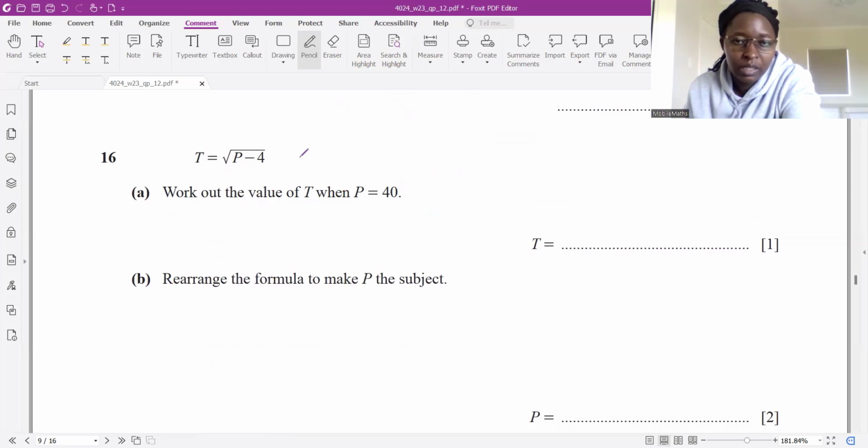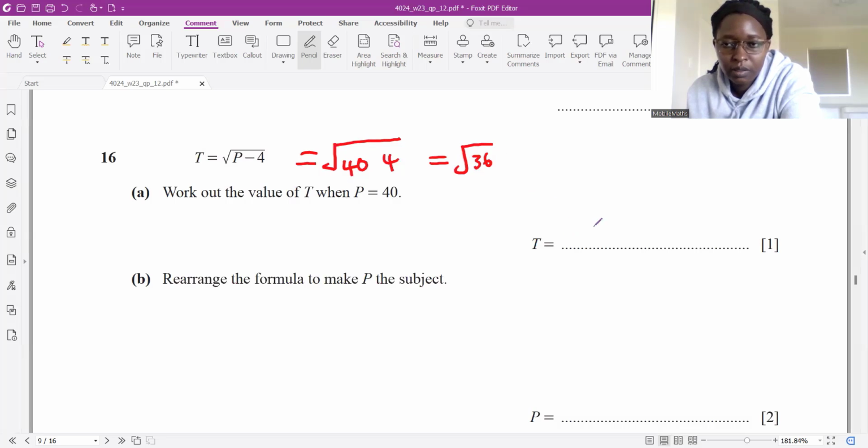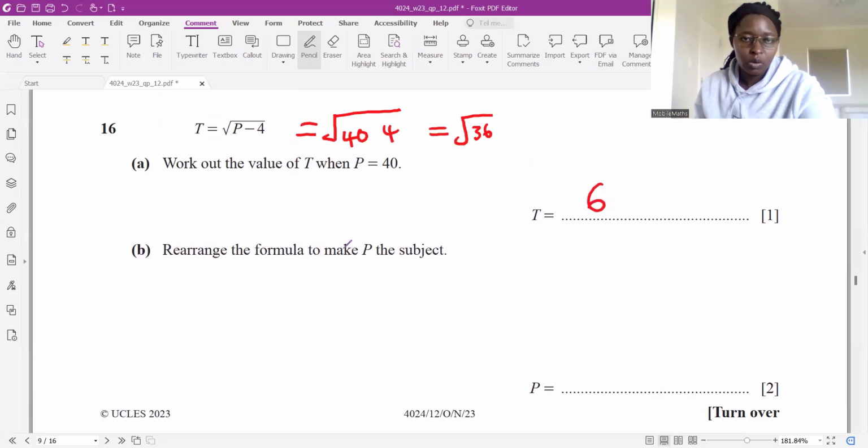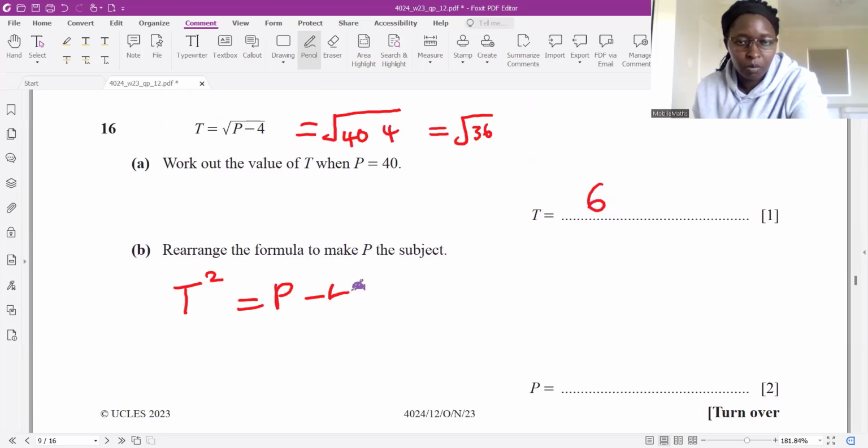So we are going to say this is equal to the square root of 40 minus 4. This gives us the square root of 36, which is equal to 6. So t is 6. Then rearrange the formula to make p the subject of the formula. First of all, we square to remove the square root sign. So this is going to be t squared is equal to p minus 4.